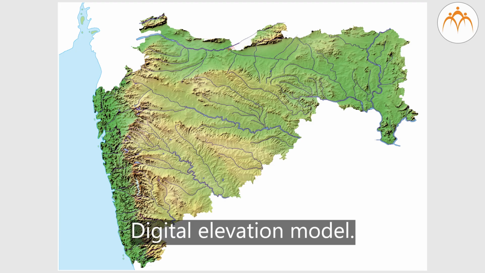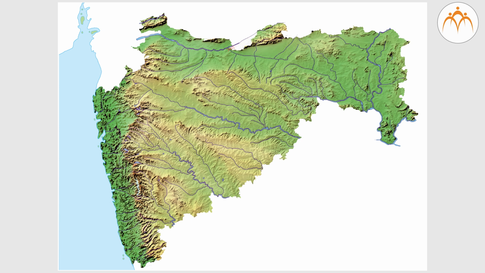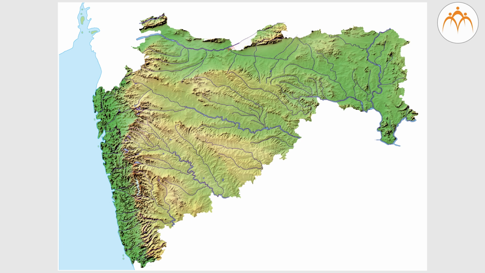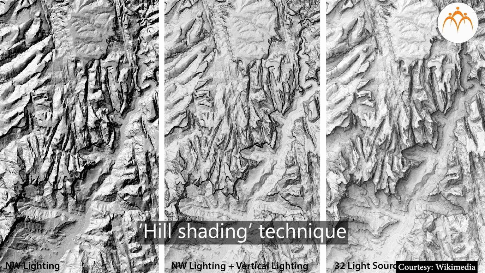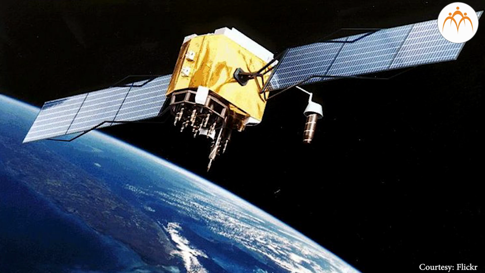Digital elevation model. These maps are prepared on the base of the data sent by the artificial satellites. Land forms of different heights are seen clearly in this map. Height, relief, slope are all clearly understood from these maps. With the help of computers, height of every point can be known. Previously, the hill shading technique was used to prepare maps. Map given below is an example of this. Nowadays, using many modern methods and modern techniques, more accurate maps are prepared.